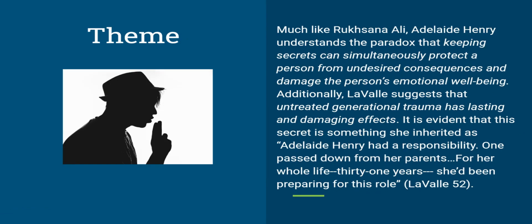Thematically, this book reminded me a lot of The Love and Lies of Rukhsana Ali, because Adelaide understands the paradox, or the existence of two opposite and true ideas, that keeping secrets can at the same time protect a person from consequences they don't want to face and also damage a person's emotional well-being. Also reminiscent of Rukhsana is that Victor LaValle suggests that untreated generational trauma has lasting and damaging effects. This is evident because the secret is something Adelaide didn't have on her own, but she inherited. It says that, quote, Adelaide Henry had a responsibility, one passed down from her parents. For her whole life, 31 years, she'd been preparing for this role, unquote. That's on page 52, as you can see.